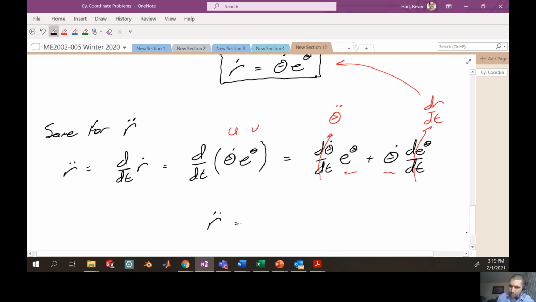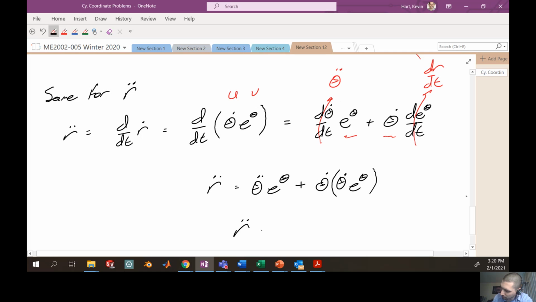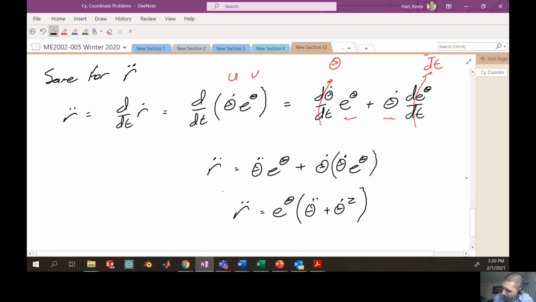equal to, I'll take the first bit here, which is θ double dot e^θ, that's this first term here, plus θ dot times r dot, which is θ dot squared e^θ. Or I could think about rearranging this by pulling out e^θ. And you'll end up here with θ double dot plus θ dot squared. Interesting stuff.